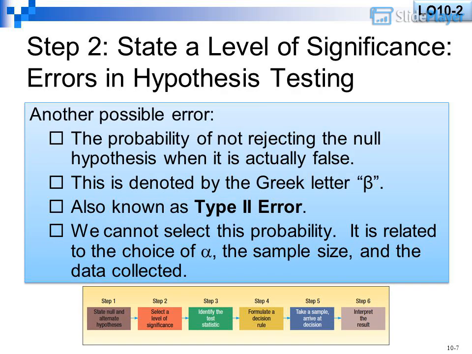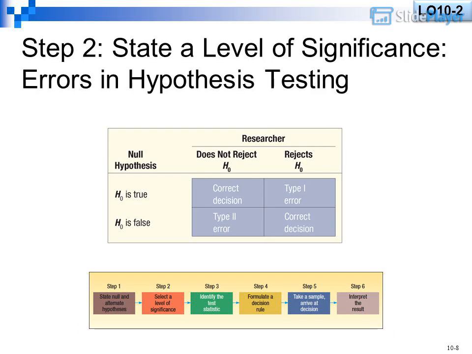Step 2. State a level of significance, errors in hypothesis testing. Another possible error: the probability of not rejecting the null hypothesis when it is actually false. This is denoted by the Greek letter beta. Also known as type 2 error. We cannot select this probability. It is related to the choice of the sample size, and the data collected.